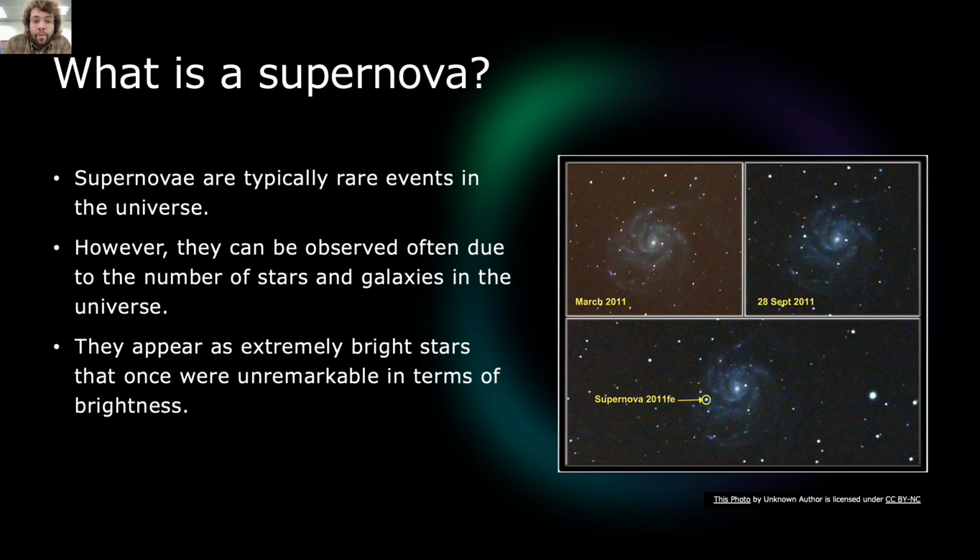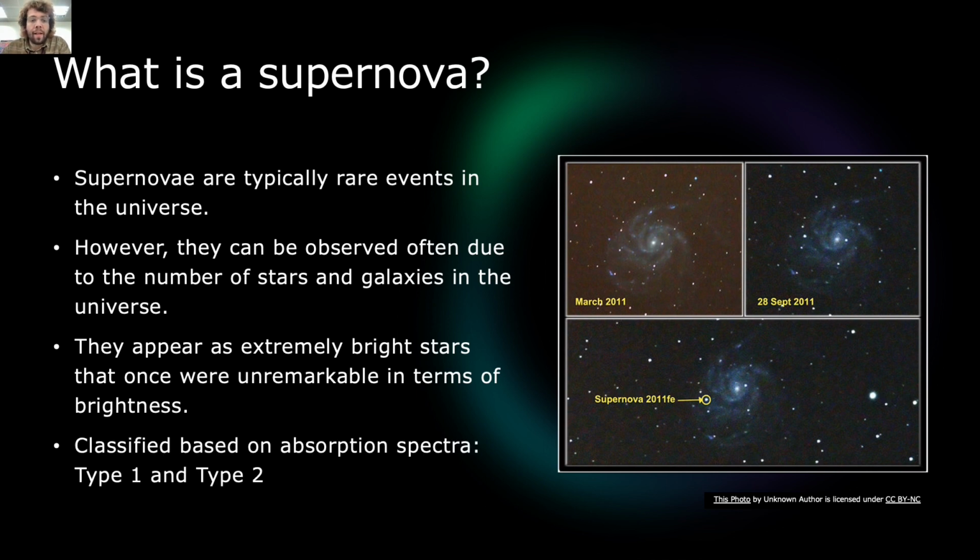So in March 2011 versus September 2011, we can see there's a point in the night sky that just kind of appears, and that is supernova 2011 FE. Okay, so again, we get these bright stars that appear where there wasn't much there to begin with, and we can identify those as supernovae. And they're classified based on their absorption spectra into type 1 and type 2 supernovae.